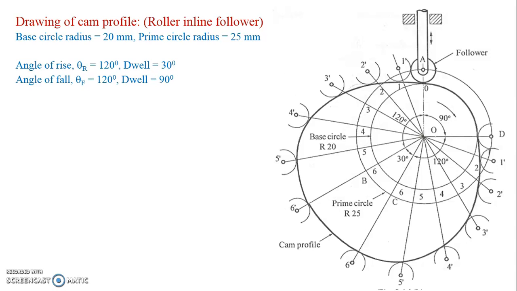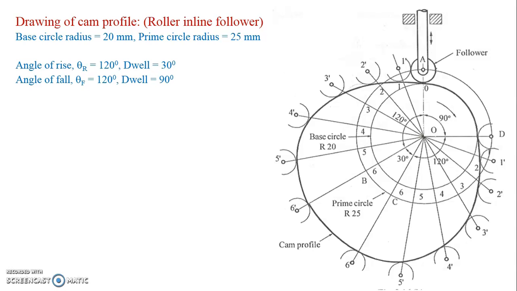The base circle radius is already given as 20 mm. So first draw the base circle. It's also mentioned in the diagram. Base circle radius is 20, and then I have to draw the prime circle. The prime circle is nothing but the radius of the base circle plus the radius of the follower. In this case, they have mentioned that the roller follower is diameter 10 mm, hence the radius is 5. So the prime circle radius will be 25 mm. So first draw those two circles.